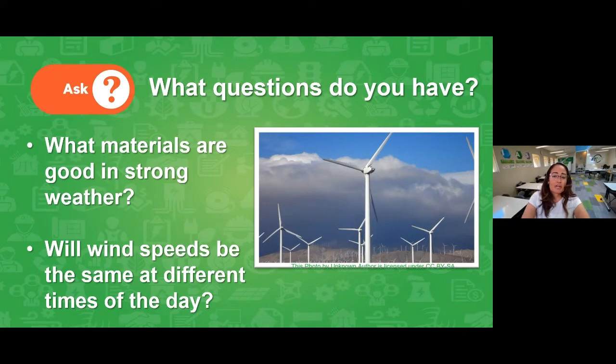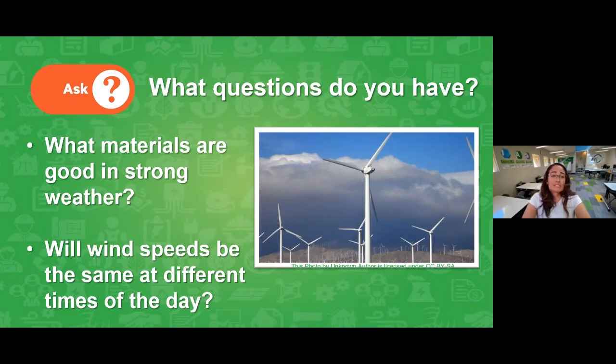Our first step of our engineering design process is to ask ourselves questions about the topic. So what questions do you have? I might be asking myself, well, what kind of materials are strong enough? What could be good to make this anemometer that's not going to fall apart in strong weather?